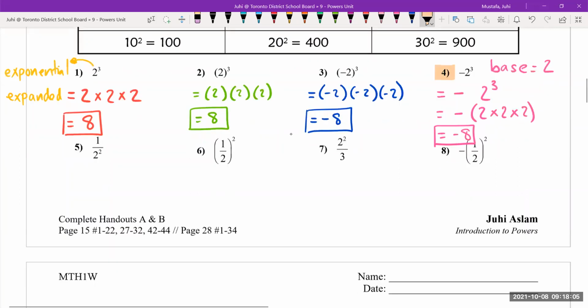Javen? So again, for question 8, the exponent is only applied to the half, right? It's only touching the half, so the negative is separate. It's going to be the same thing as 4, yeah. Okay, you see why brackets matter? Good. All right, let's do the next one. This one, Abrami?